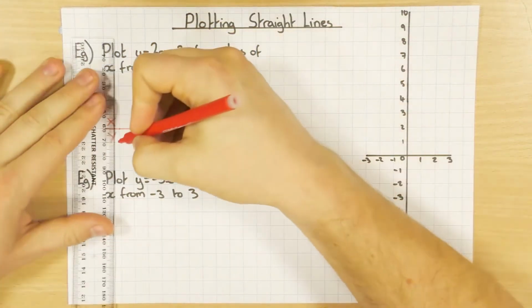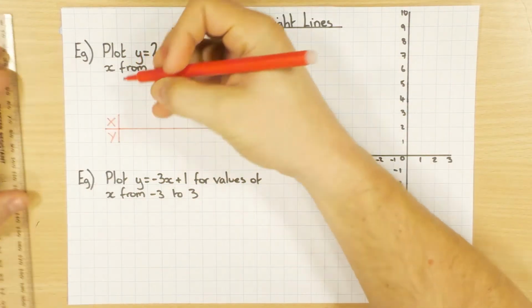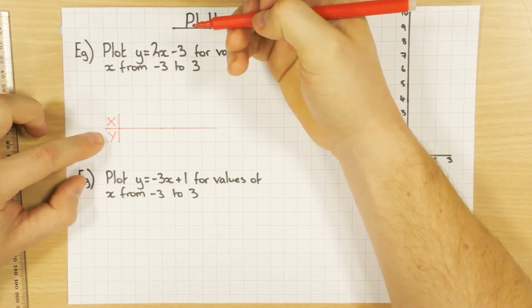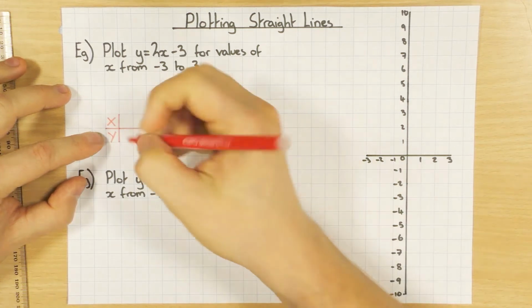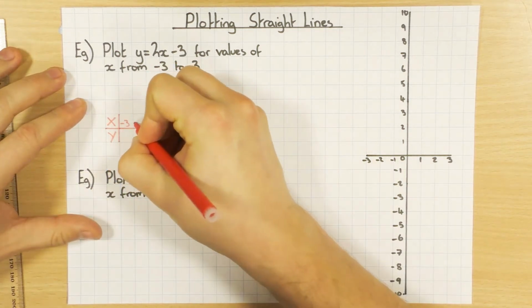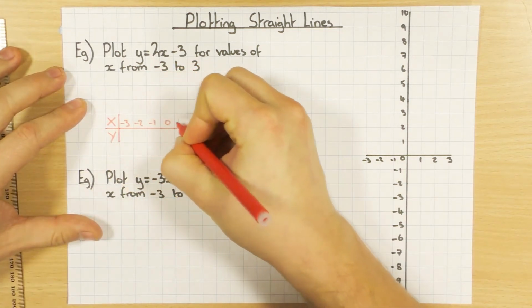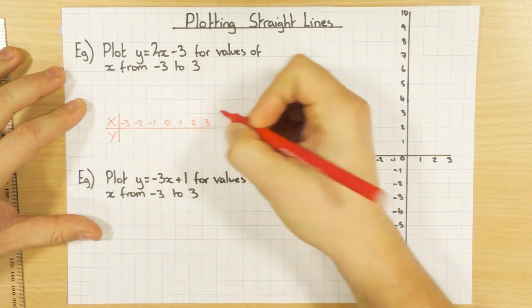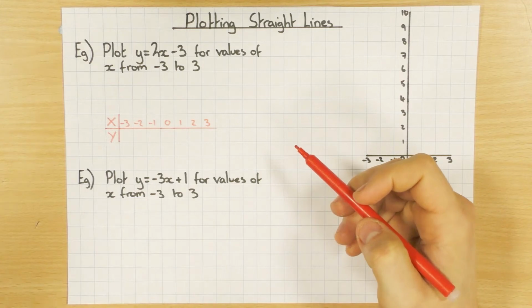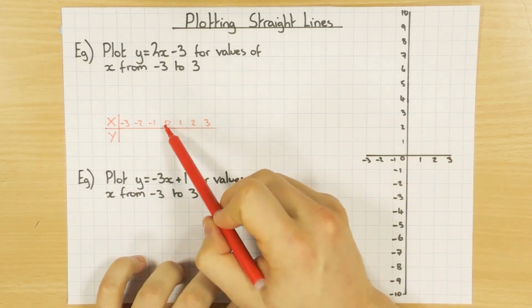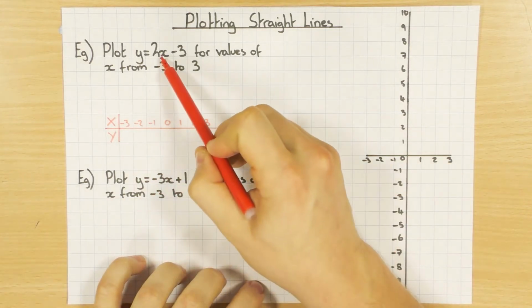Like so. In which case I'm going to have my x coordinates and I'm going to have my y coordinates. So x is going to go from minus 3 to 3, so I'm going to fill that in. Minus 3, minus 2, minus 1, 0, 1, 2, 3. And now I need to work out what my y coordinates are. To do that, all I'm going to do is substitute my values of x back into this equation.